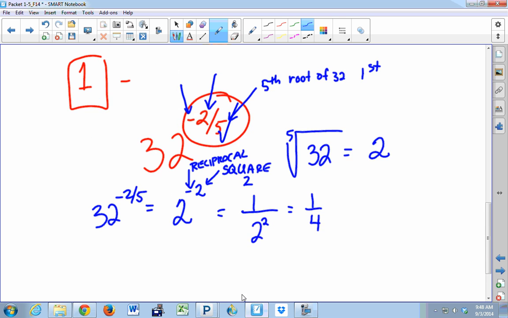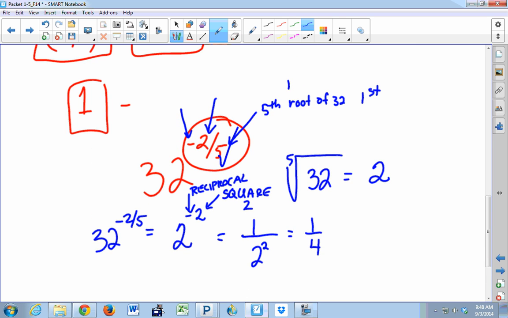As you can see, there are 3 actions: 1, 2, 3. The only time I do step 3 before step 1 is if this is a fraction to begin with. Like if this was 1/32, I would actually flip it first and call it 32. Then I would take the 5th root and then I would square it. So if this was 1/32 to start, the answer would be 4. They would just be reciprocals of each other.